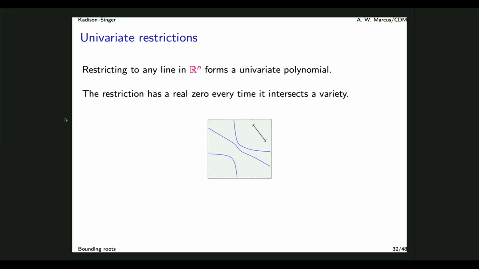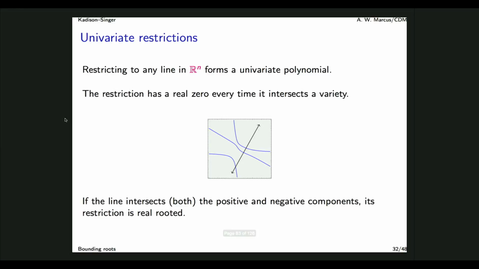And now if we look at restricting this polynomial to a line, that forms a univariate polynomial. And the restriction is going to have a real 0 every time this thing crosses one of those component lines. And in particular, if the line intersects both the positive and negative components, then its restriction is real-rooted. That's because if it crosses that and it crosses that, then it has to cross all of them, essentially.